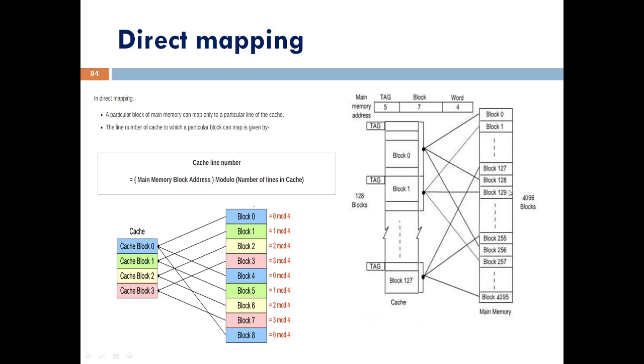So again, from block 128 to block 255, the next set of 128 main memory blocks will go to the cache. Then again from block 256, the next 128 blocks will go to the cache. So like this, the blocks of main memory are directly mapped into the cache memory lines.